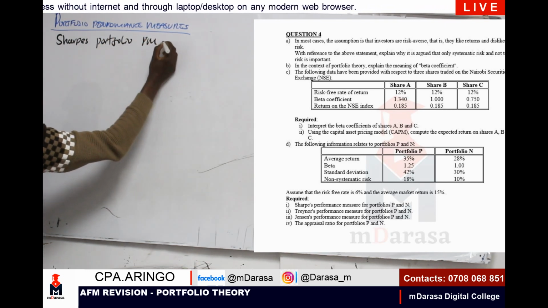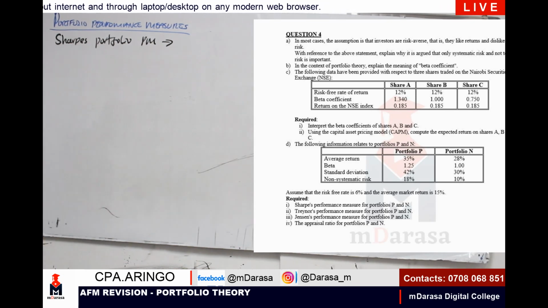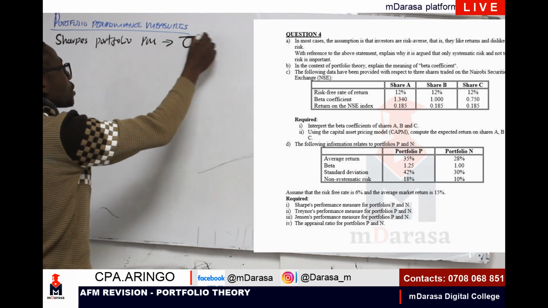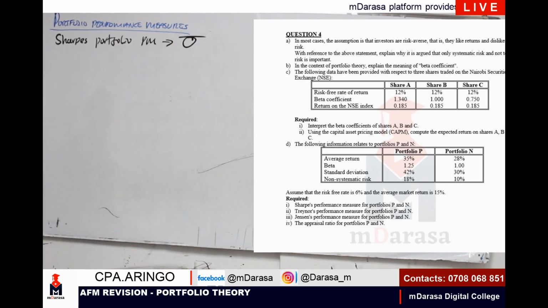Anytime you see Sharpe's, the idea of standard deviation should come to your mind. This measure indicates the excess returns of a portfolio above the risk-free rate as measured by the standard deviation. So for Sharpe's, we normally talk of standard deviation.